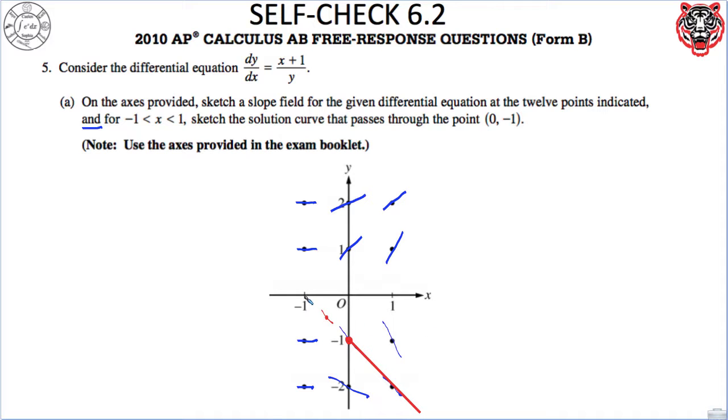We can see that this line just continues all the way until suddenly it's undefined. I can't divide by 0. Something happens here, but we don't care what happens after this because our boundary is negative 1. So that's the full solution for number 5.